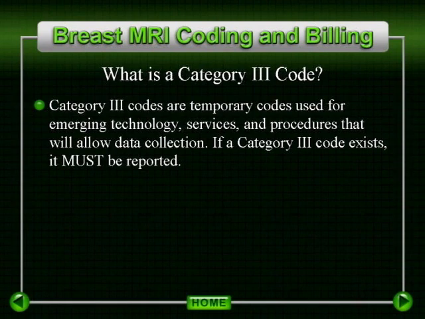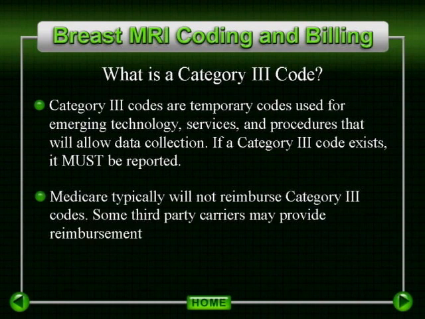What is a Category 3 code? Category 3 codes are temporary codes used for emerging technology, services, and procedures that will allow data collection. If a Category 3 code exists, it must be reported. Medicare typically will not reimburse Category 3 codes. Some third-party carriers may provide reimbursement.